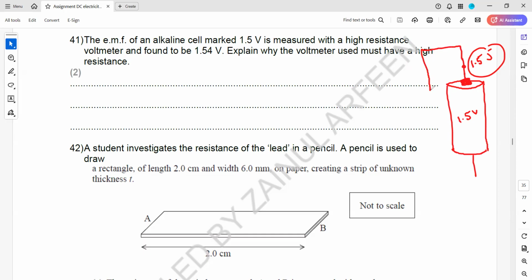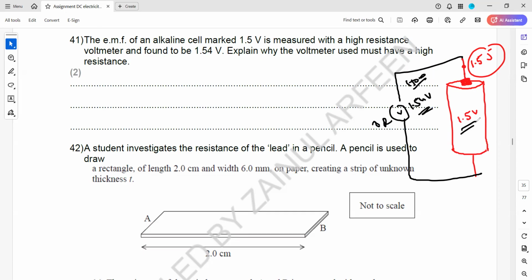But when we connect a voltmeter with a very high resistance, the reading on the voltmeter is not 1.5, it is a bit higher. It is 1.54. So how is the voltmeter reading higher than what is labeled? What does this give an indication of?